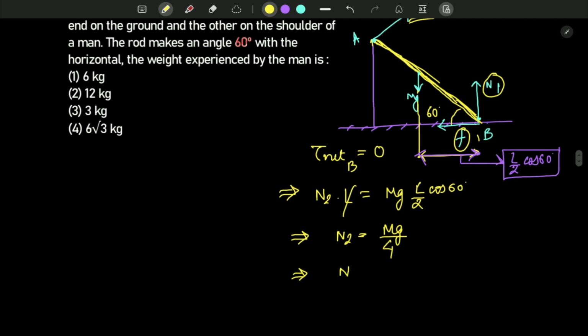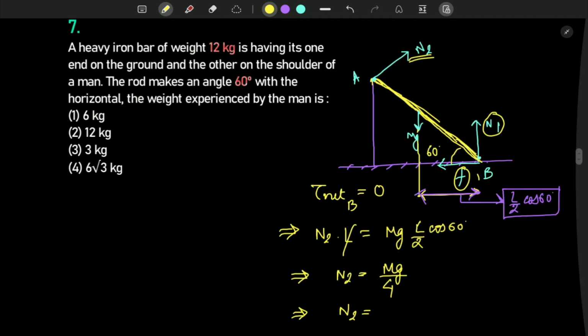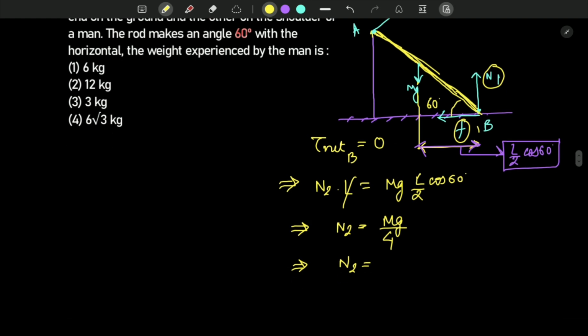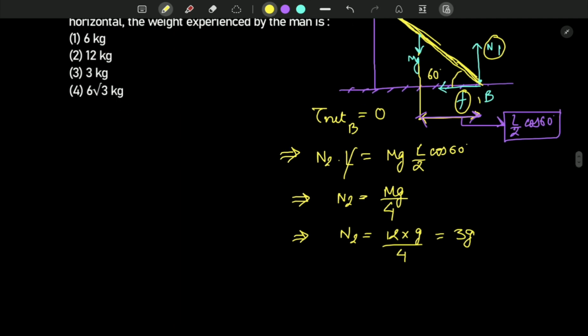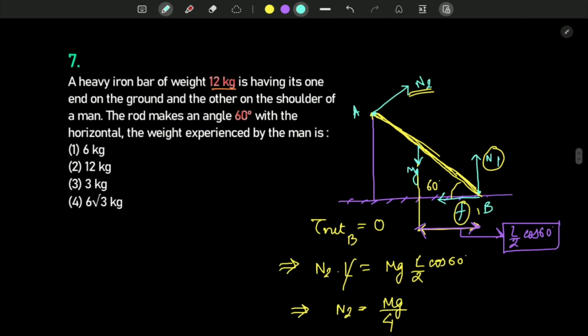So I will get normal reaction N2 equals, mass is given in the question as 12 kg, so 12 into g by 4, this is 3g. So ultimately the force experienced is equal to 3 kg. So the correct answer to our question is option number 3, 3 kg.